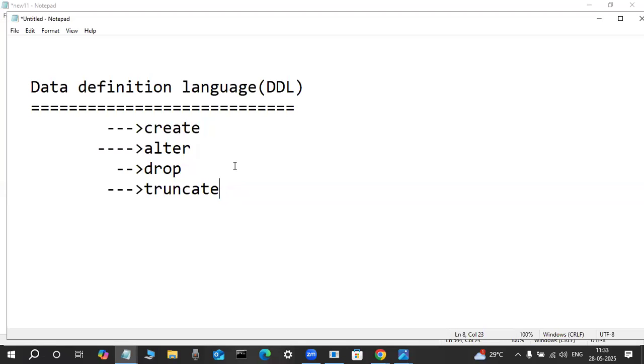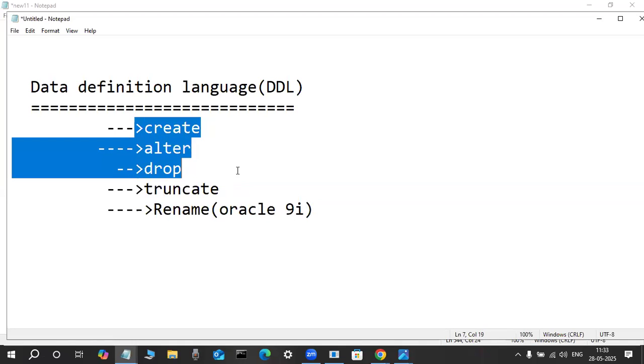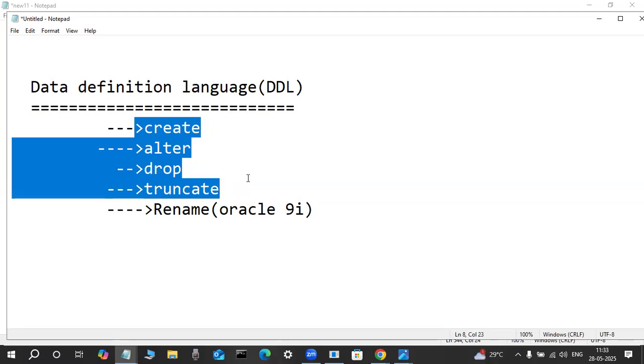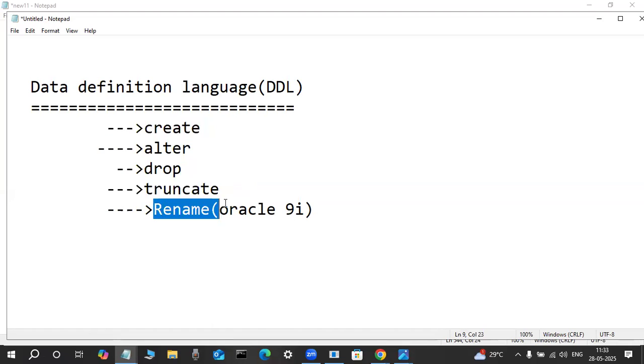But Oracle always has something extra. Under DDL on the Oracle side, there is again an extra command. Anybody have an idea? Maybe experienced persons. Very good, rename is a command. That is available from Oracle 9i version onwards. So all databases have the DDL sub-language with 4 commands, but on the Oracle side there is an extra command, rename, from Oracle 9i onwards.